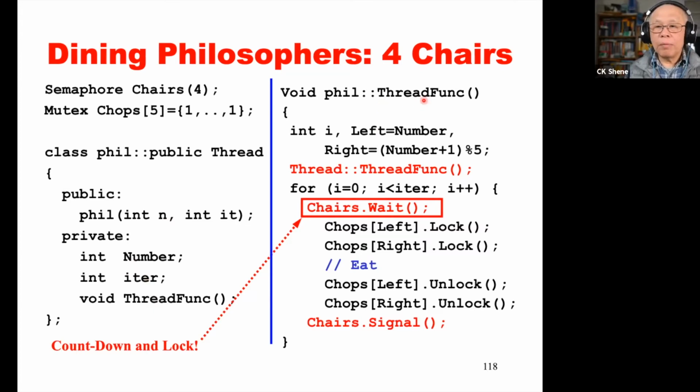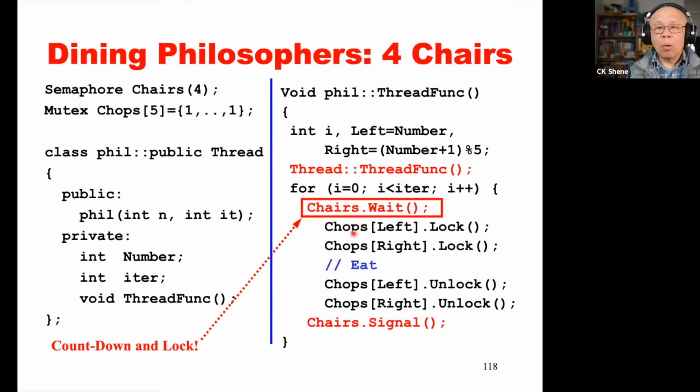Here is the thread function. We have left initialized to the number, and the right neighbor is number plus 1 mod 5. So we initialize, and then we iterate this number of times. For each iteration, a philosopher acquires a chair. Because we only allow 4 philosophers to sit down, the initial value here is 4.